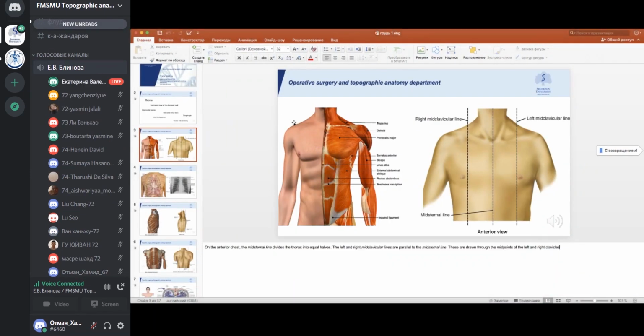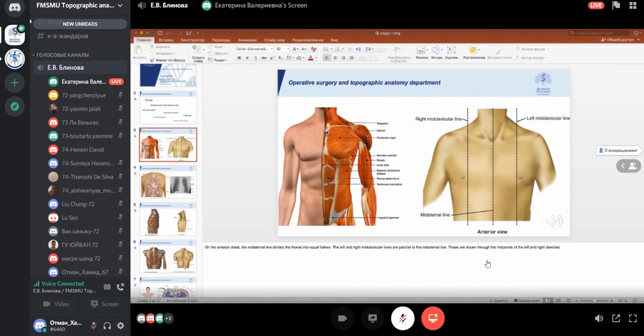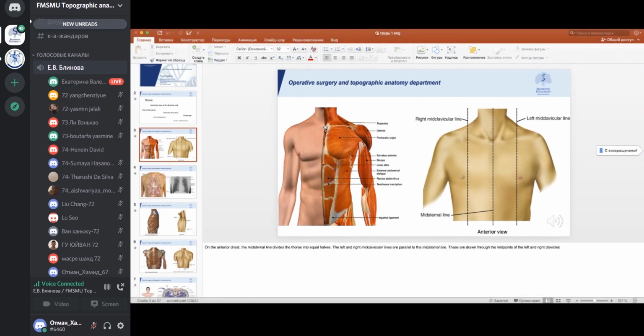The superior border is a line which starts from the jugular notch along the clavicle, and posteriorly the line which connects the acromion with the spinous process of the seventh cervical vertebra. Inferiorly it starts from the xiphoid process along the costal arch, and posteriorly the horizontal line which is drawn through the 12th rib to the spinous process of the 12th thoracic vertebra.